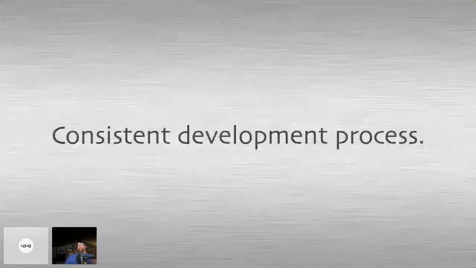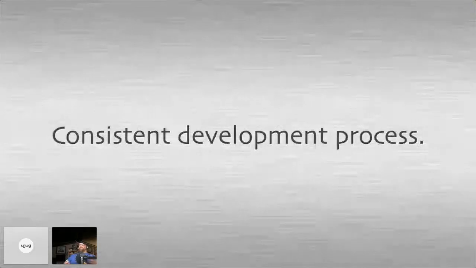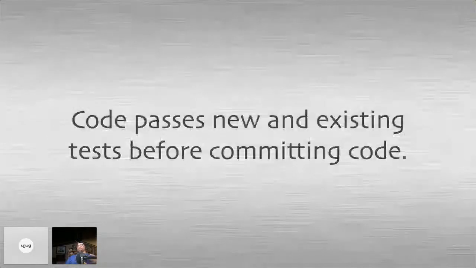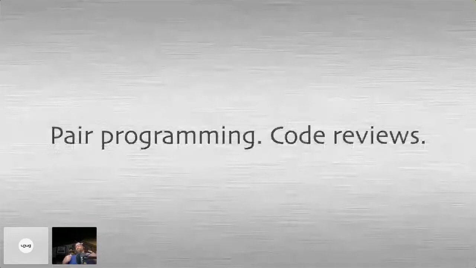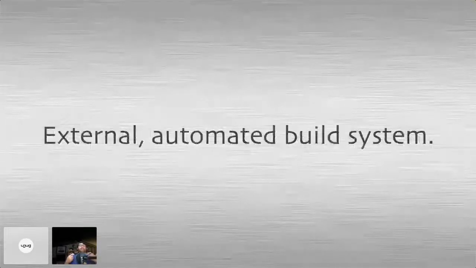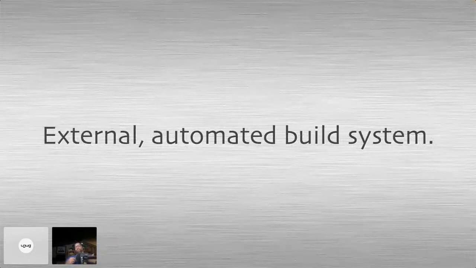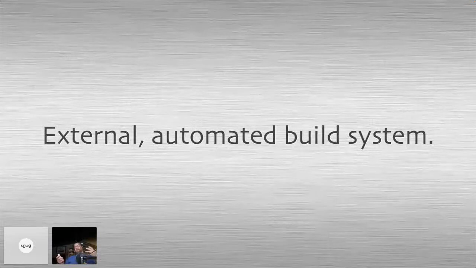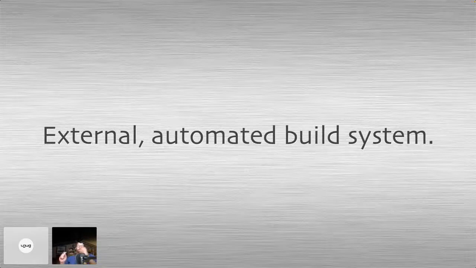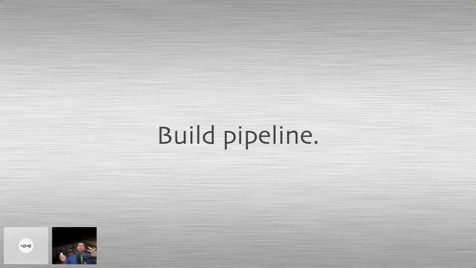Well, I need consistency in my development process. I need to make sure that code passes any new and existing tests before I push it into our branch. Maybe I want to use pair programming or code reviews to make sure I've got a second set of eyes on any change. Got to have an automated build system. You know, this can't be a Rube Goldberg machine anymore. I've worked on those systems in the past. You know, right-click in your IDE, drag that artifact to a magic drive location. That way lies madness.